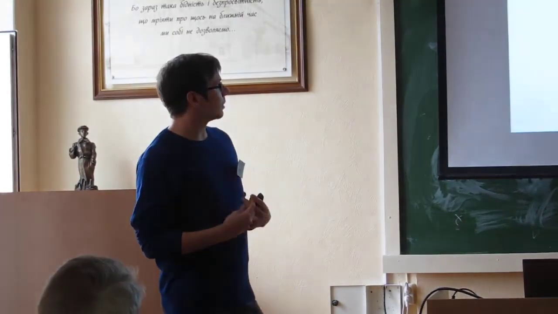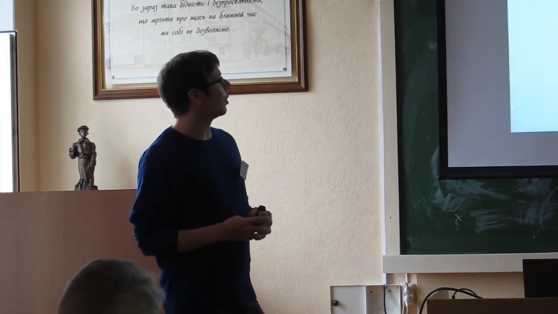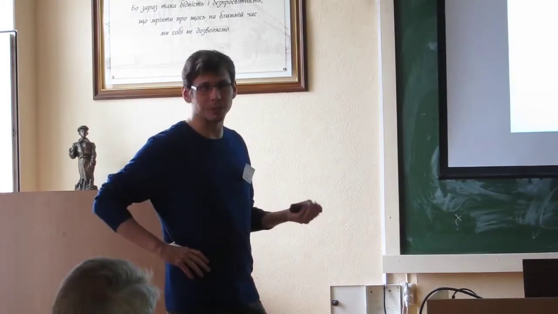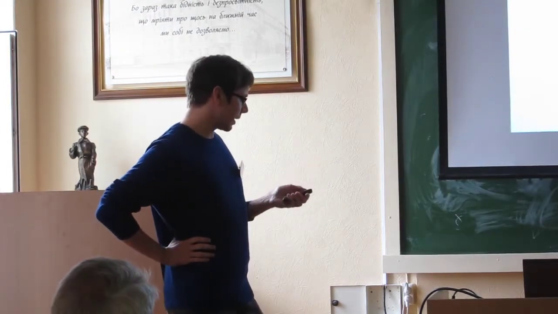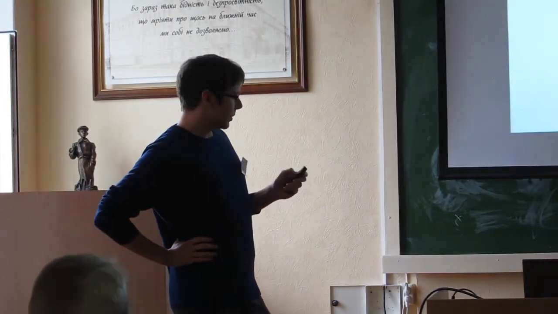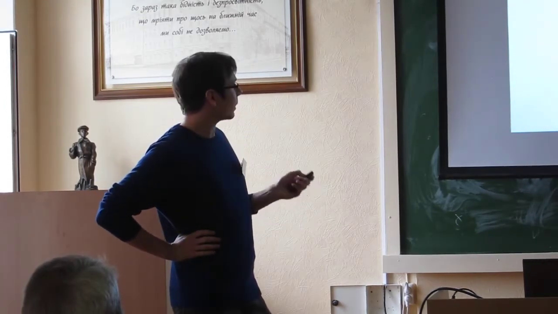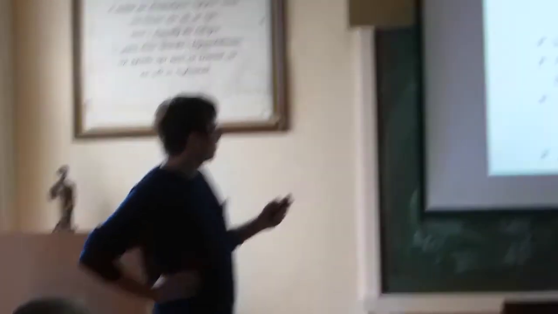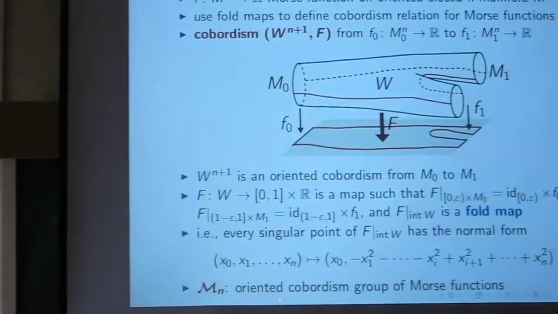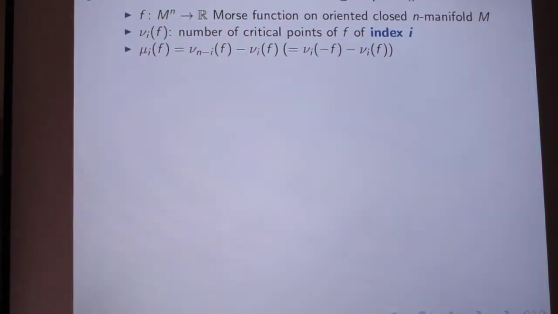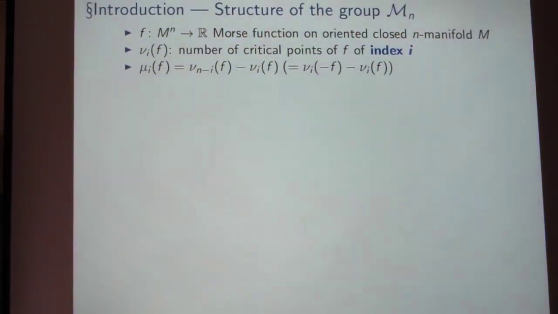So this approach via homotopy theory, via stable homotopy theory, like the Pontryagin and Thom construction, is not what we will take here. Here we will do it with more topological, geometrical methods. So let's see. The oriented cobordism group of Morse functions has been understood. So the structure is as follows.